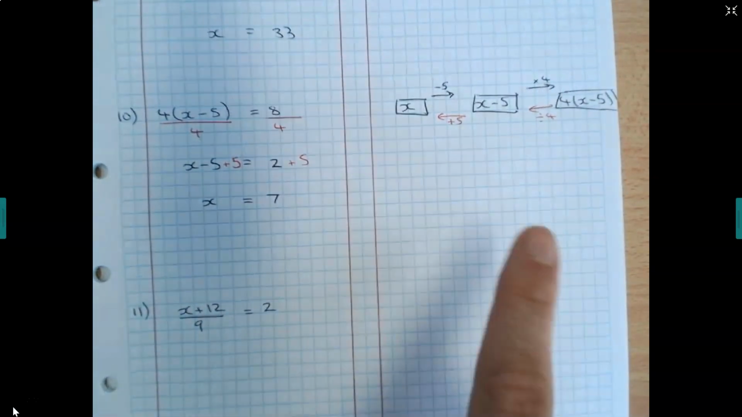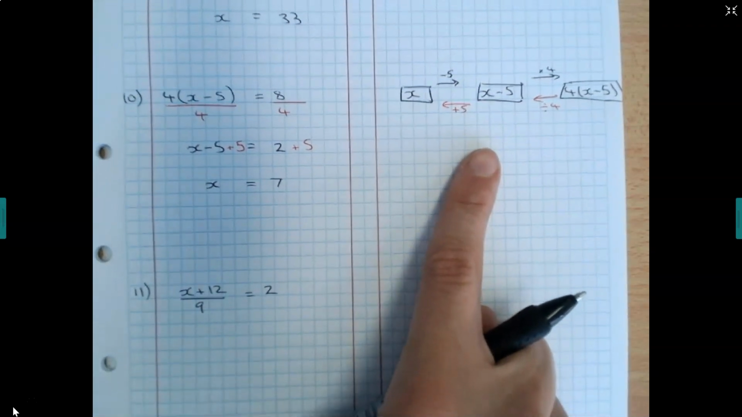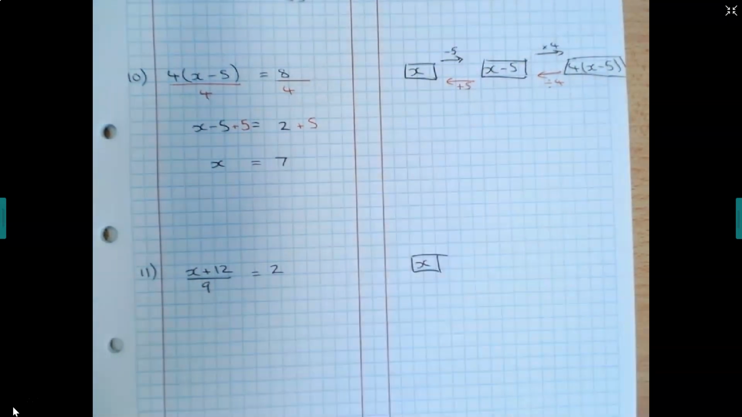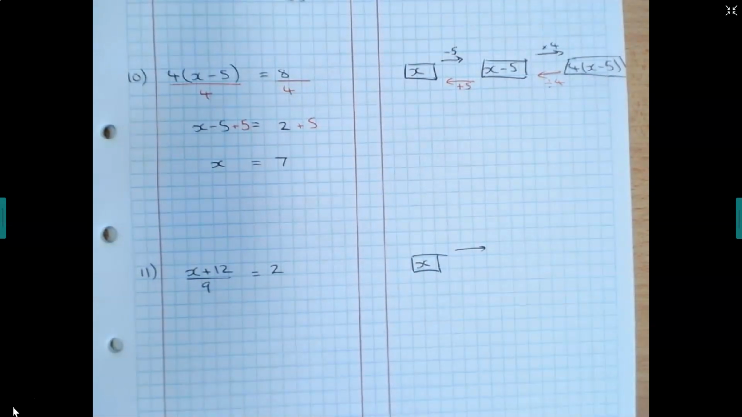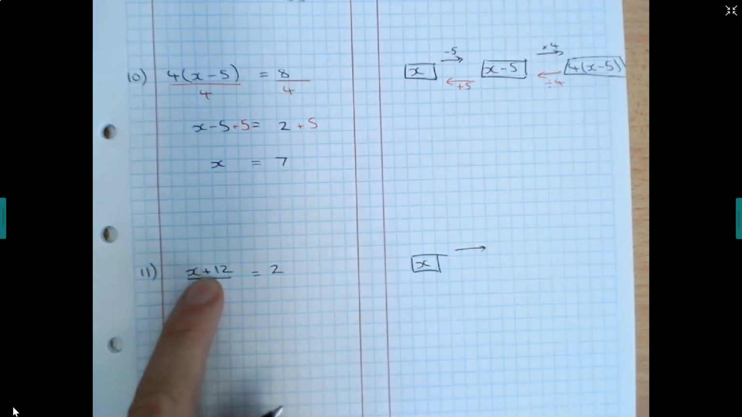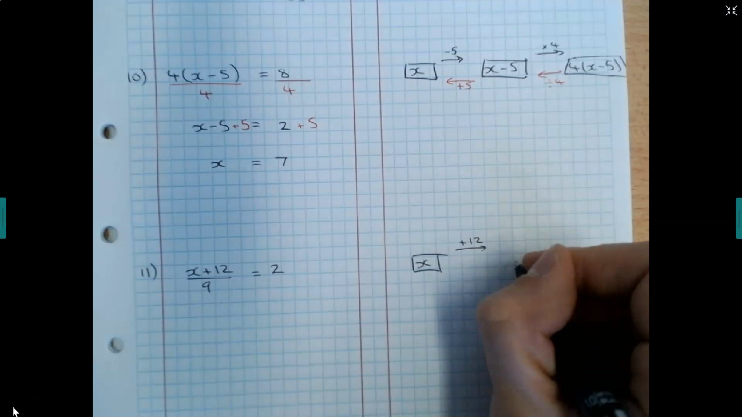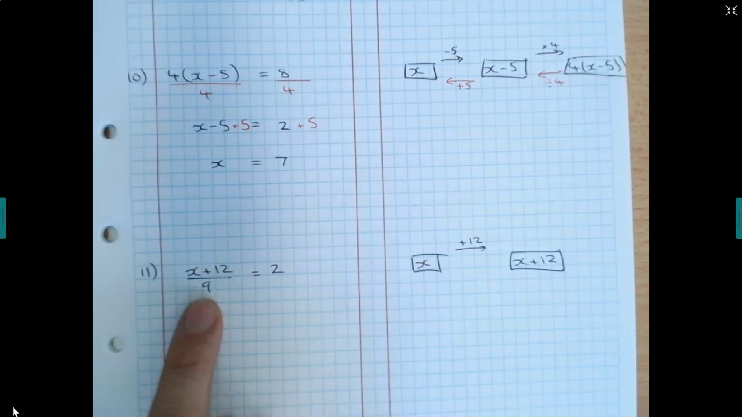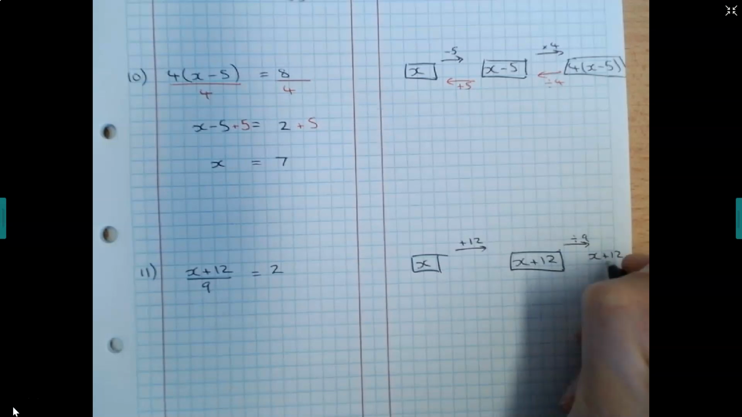And then the last one, again, you do not have to do these flowcharts every time, but if you find that you're making a few errors, it's a good idea to do them. So, last one, let's start off with the x. Let's build the equation. What's going to be the first thing that happens to the x? No, we have to do the plus 12 first. So we add the 12 to get x plus 12. Then we divide by the 9. So we get x plus 12 over 9.